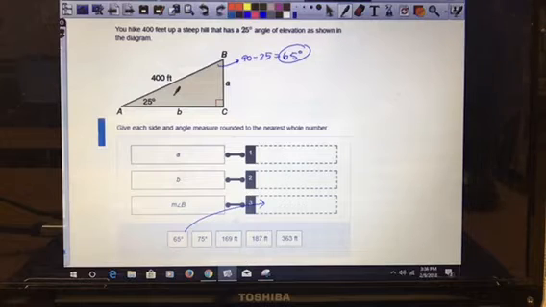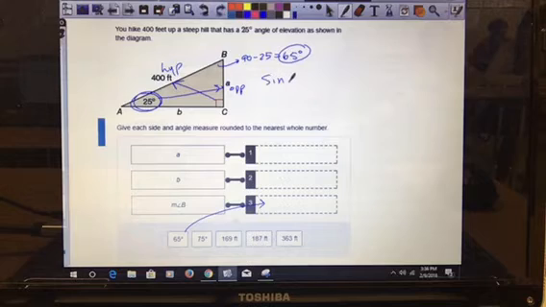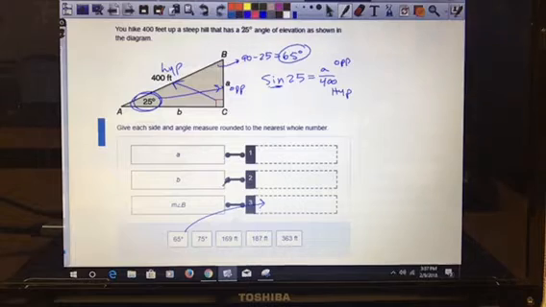And then we want to find little a. We got 25 degrees. Little a is the opposite. And across from the right angle is your hypotenuse. So to get little a, I would use sine. Sine of 25 equals the opposite side a over the hypotenuse 400. It's always opposite over hypotenuse for sine. So if you want sine, you got to put the opposite side over the hypotenuse.